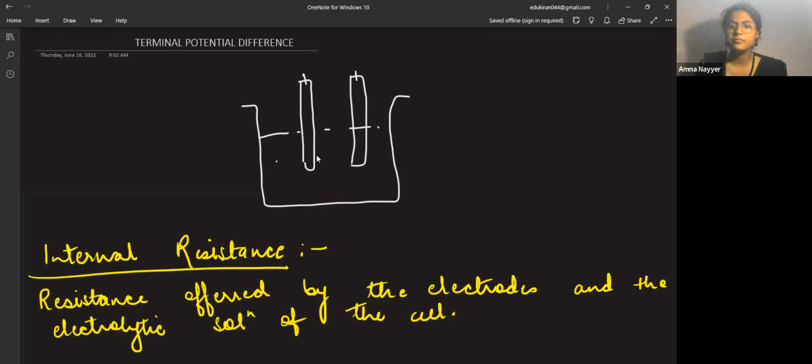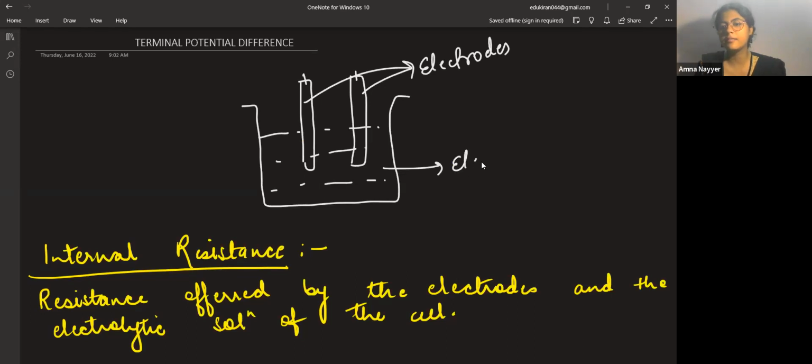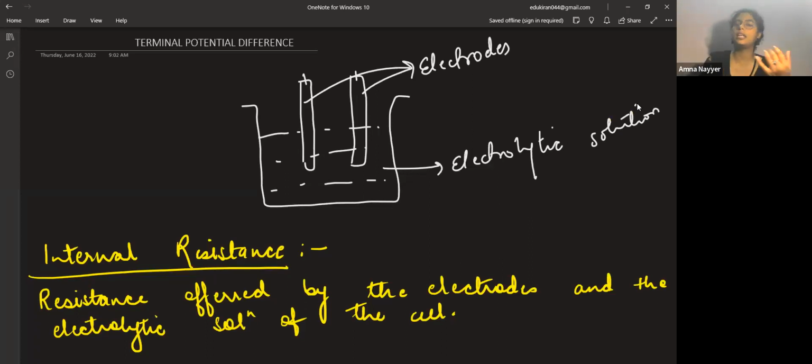dipped into the solution. So these are the electrodes which are present, and this is the electrolytic solution. So electrolytic solution and electrodes both are present. So when the wires are connected to these anodes and cathodes of the cells, when we are having our circuit, what happens? There is a resistance that is offered by the electrodes and also this electrolytic solution, which we call the internal resistance of the cell.